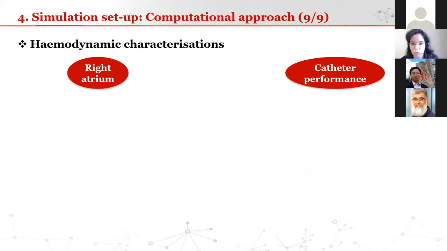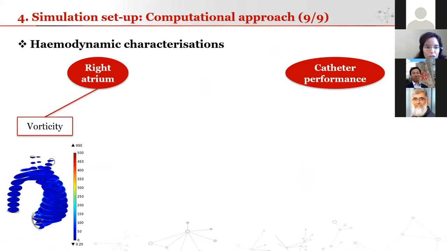So the results that we were interested in obtaining were, first, for the atrium, vorticity. So this is an example of a vortex flow being formed in a different vessel. So you can see that as flow passes, there's the formation of specific vortex occurring. So we wanted to quantify this behavior in the right atrium as well.